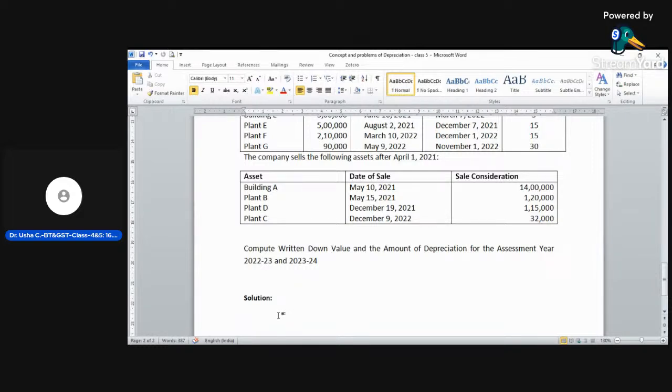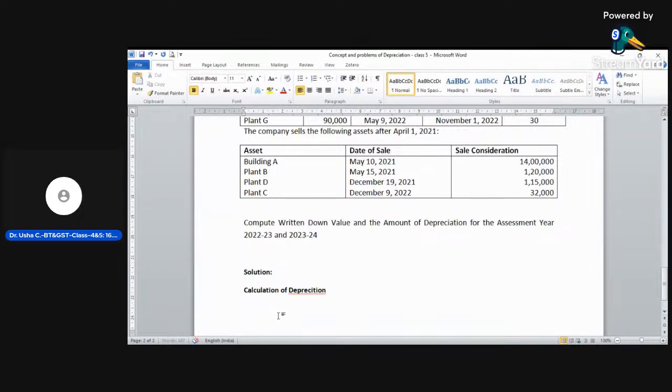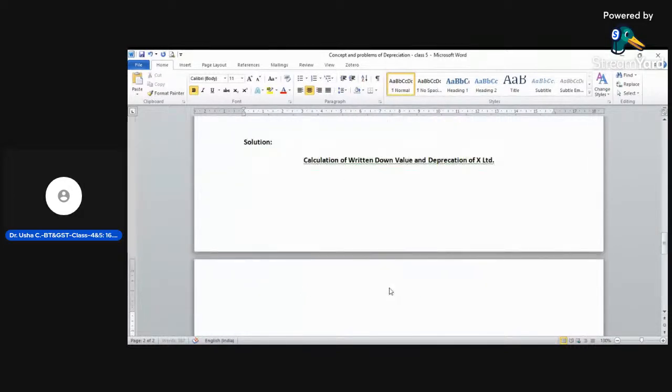Okay, let us work out this problem. Let me write the heading, that is calculation of depreciation. Before going for the computation of depreciation, let us write the blocks. What are all the blocks of depreciation and also the block of assets? Let us find out the block of assets first. Here we are calculating the depreciation of X Limited. And they have also asked us to calculate WDV, correct? So, calculation of written down value and the amount of depreciation of X Limited. Let us look into the block of assets first.